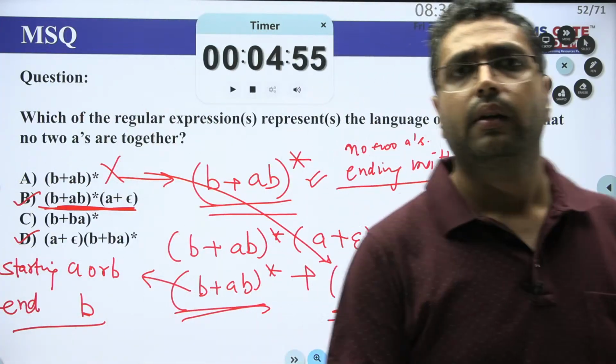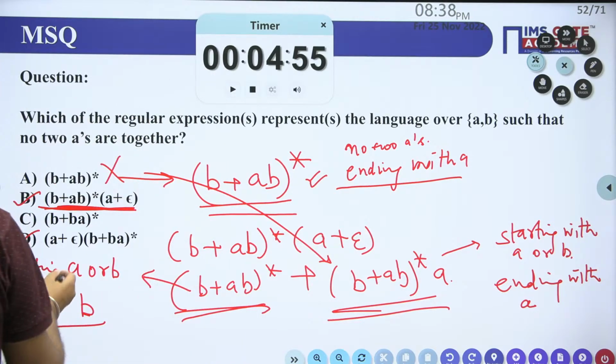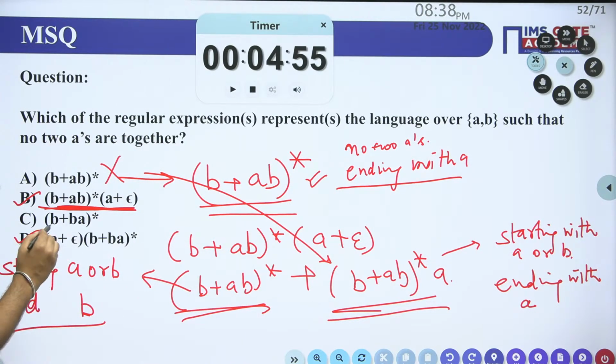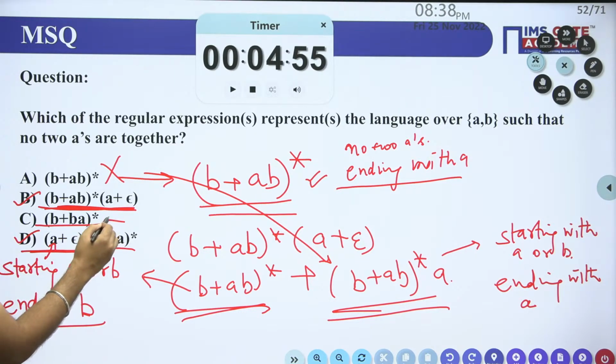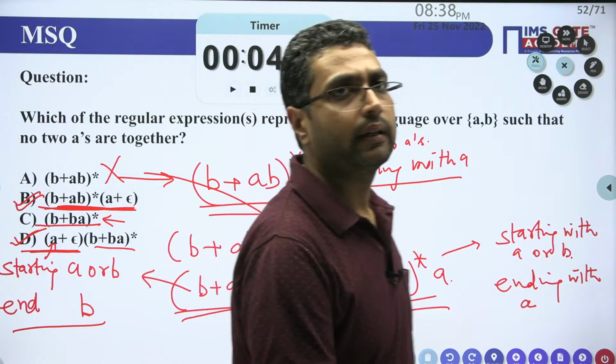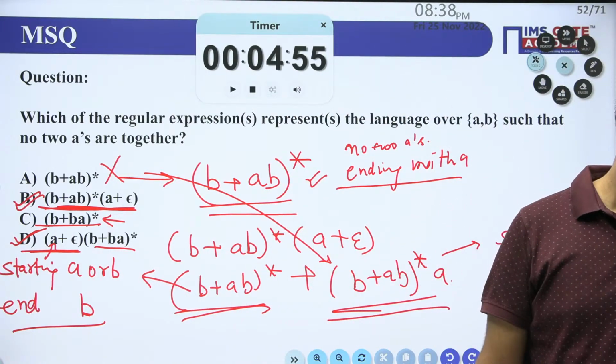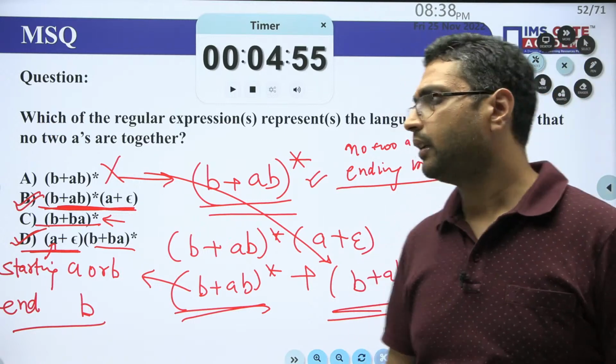This does not produce these strings, right? Okay. Now, similar is the case for this language also. It is (b + ab)*, this is (b + ba)*. Over here, this produces strings starting with a, this does not produce strings starting with a. Therefore, the answer is B and D only, right? All right. So let's see.